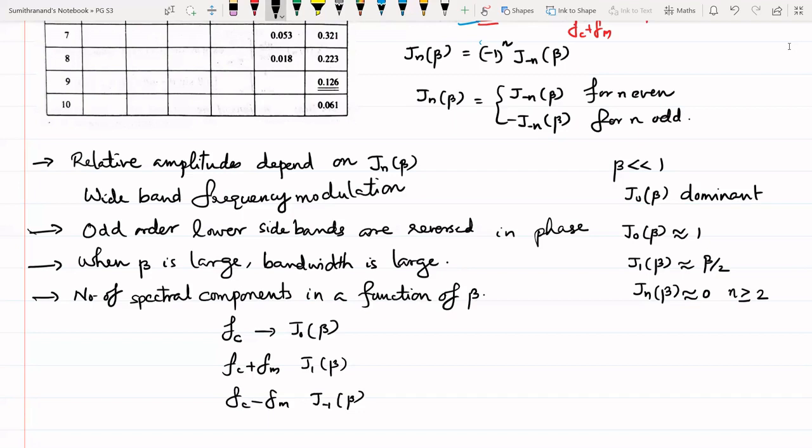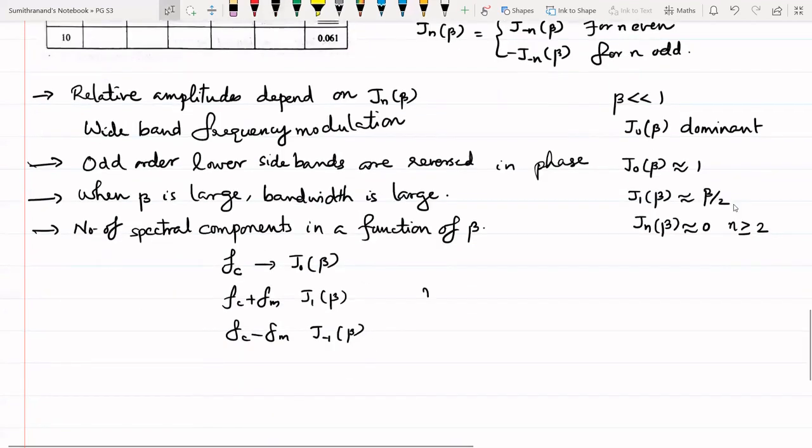This is very similar to the amplitude modulation spectrum that we have seen earlier, except for the phase reversal of the lower sideband component. There is no phase reversal for the lower sideband component in amplitude modulation, but in frequency modulation, we have seen that the lower sideband components undergo phase reversal. So this type of angle modulation is called narrowband angle modulation.